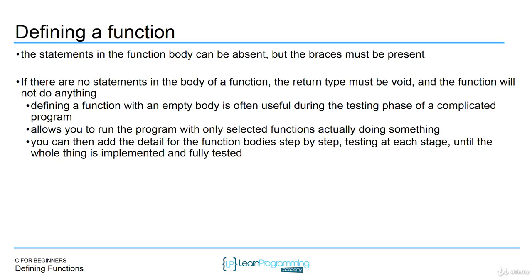You usually do that during the testing phase of a very large program. What this allows you to do is run the program with only certain functions actually doing something. It helps you test better and helps you isolate errors. You could even have implementation in the function body, but just comment it out. And then you can do this divide and conquer approach. As you test more and more, you can then start putting implementation in the function bodies.